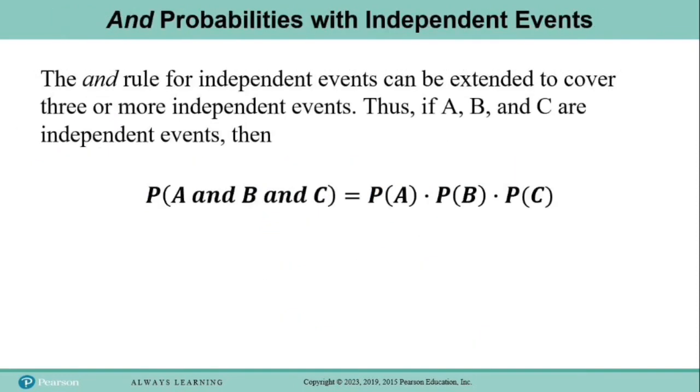Okay, now good news. The AND rule for independent events can be extended to cover any number of independent events that you need. So, for example, if we have 3 independent events, then the probability of A and B and C all occurring would be the probability of A times the probability of B times the probability of C. So as long as the events are connected by the word and, we can multiply the probabilities together.